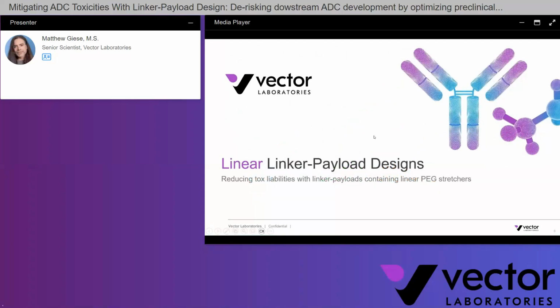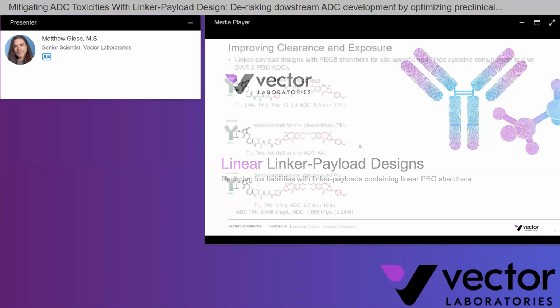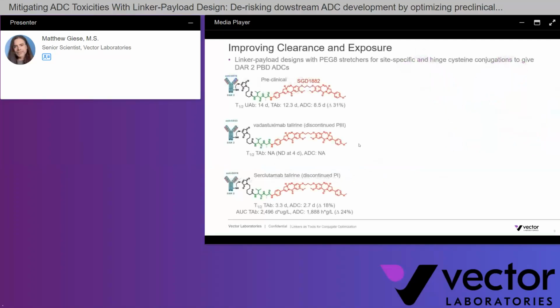And we'll start with some linear linker payload designs. These put the PEG stretcher between the antibody and the payload and are the original incarnation of PEG-based linkers in antibody drug conjugates. So this first slide is a compilation of studies on talirine and tesirine. Recall an overall accelerated clearance or a large delta between the PK parameters of the total antibody and the intact ADC can suggest something is amiss.